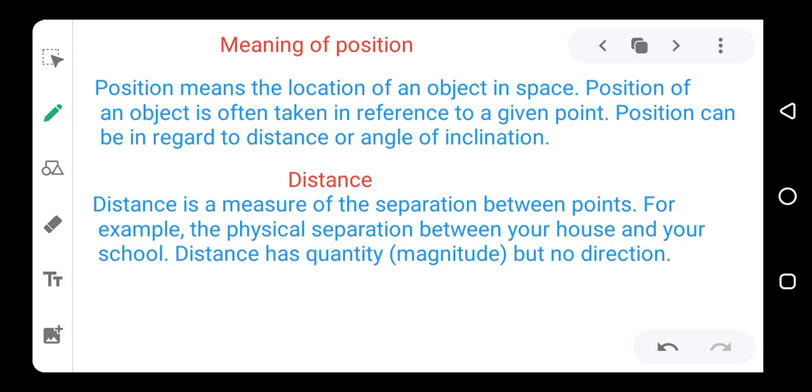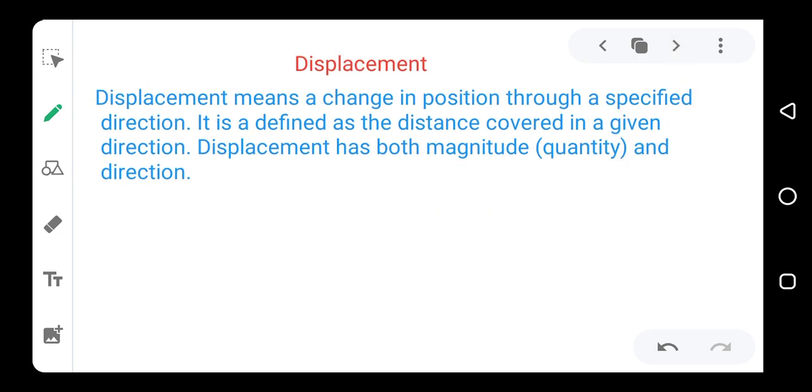Now displacement, on the other hand, is the distance that is covered in a given direction. We know the direction and we know the quantity. So displacement is a vector quantity, a quantity where we know the magnitude and we know the direction. We say that the quantity is a vector quantity. That means that displacement is a vector quantity.